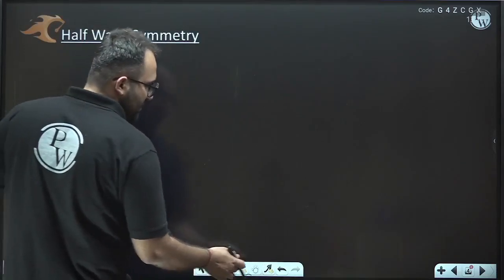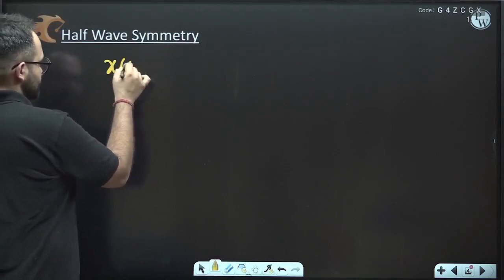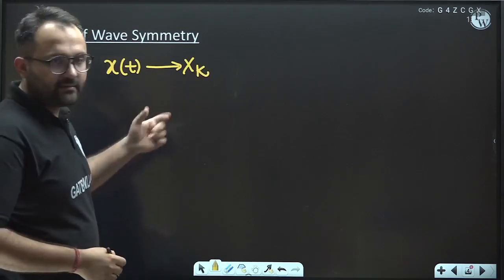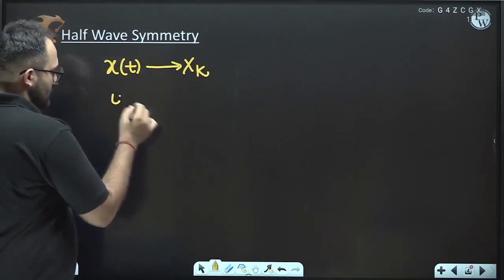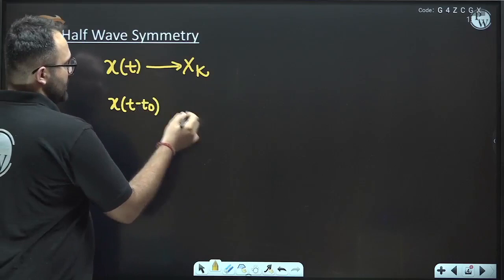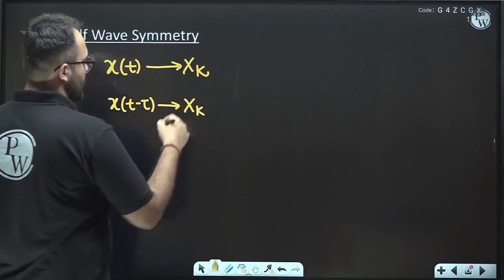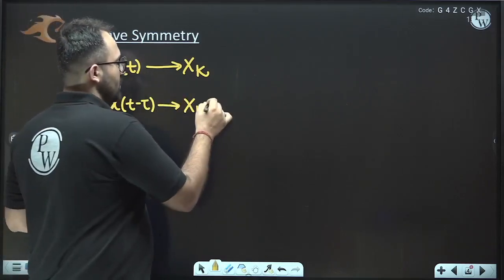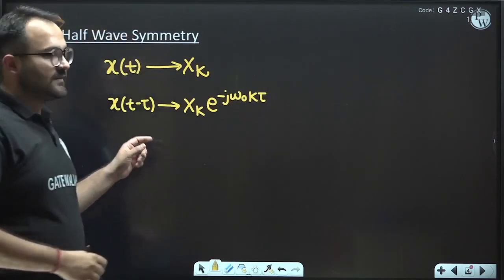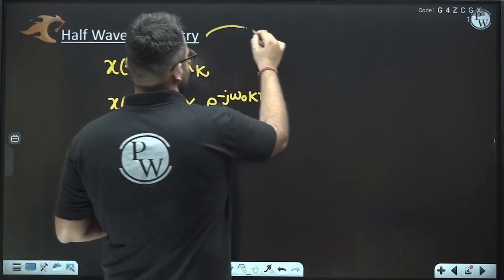First of all, let us recall the time shifting property. If x(t) has Fourier series coefficient X_k or c_k, anything, then x(t minus tau), if we shift the signal by tau, then the exponential Fourier series coefficients will be e to power minus j omega naught k tau. The effect goes with the same sign, minus tau, so minus tau. Now let me tell you what is half wave symmetry.